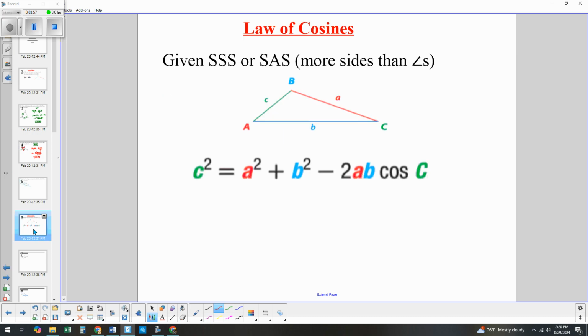If we're given more sides than angles, so either SSS or SAS, we're going to use the law of cosines. The law of cosines looks like the Pythagorean theorem at first: c squared equals a squared plus b squared. But then we have minus 2ab cosine C. This C and this C are different. One represents a side, one represents an angle. The lowercase c represents the side of the figure, and across from it is the angle that they're using for the cosine. The angle in question will either be the one they give us or the one they're asking us to find, and the side we're calling c will be opposite from that angle.